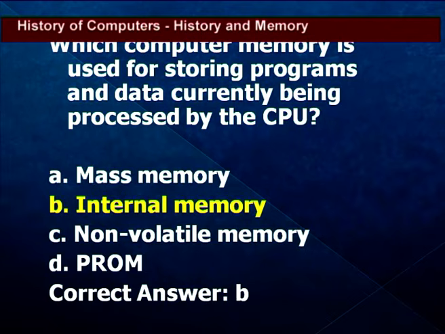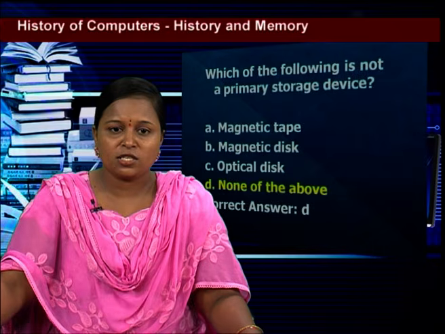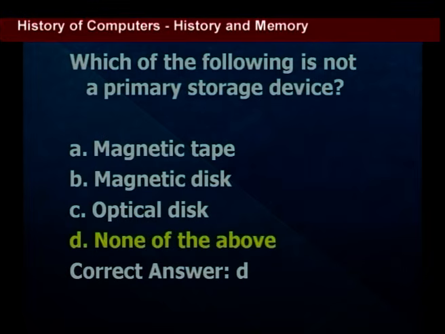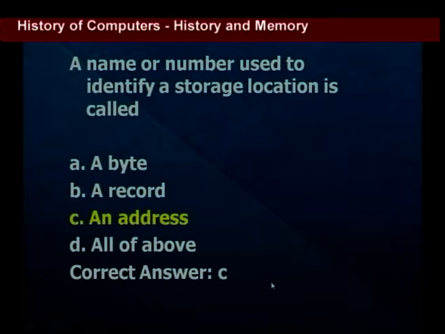The next question is, which of the following is not a primary storage device? Primary storage is nothing but automatic storage. In these options we have to check: magnetic tape, magnetic disk, optical disk. These are not primary storages. None of the above is the answer here. The correct answer is D.